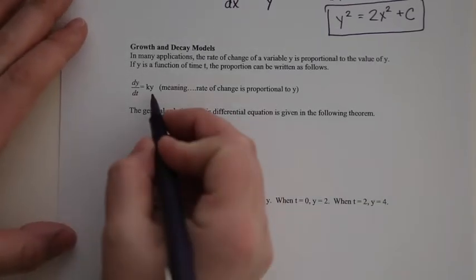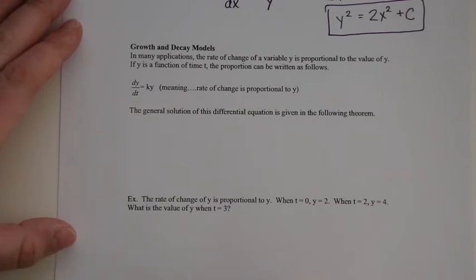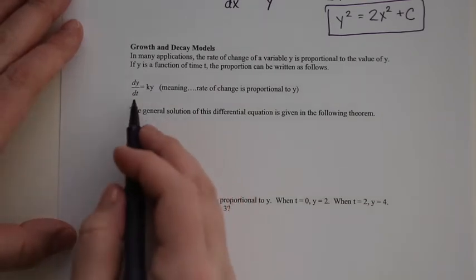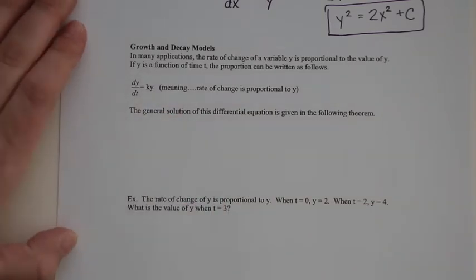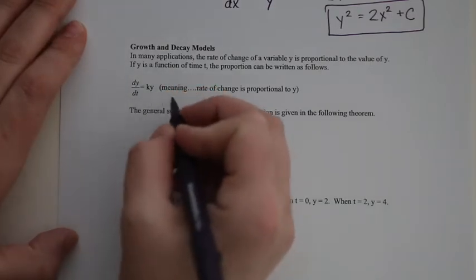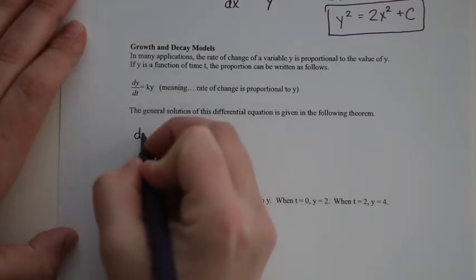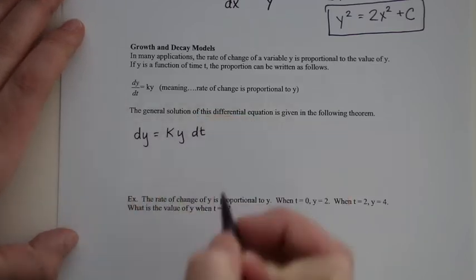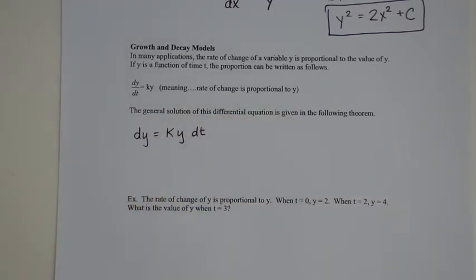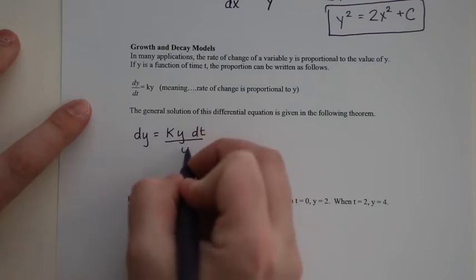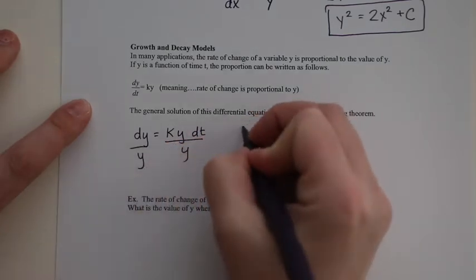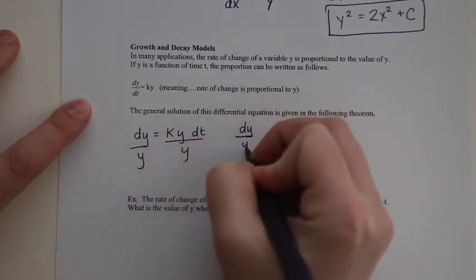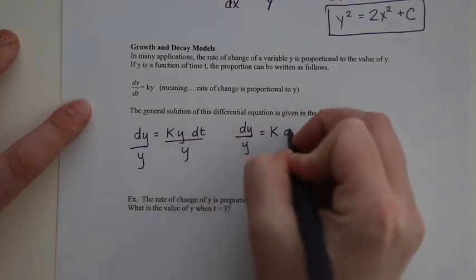Again, I want my y's with my dy's, and I want my t's with my dt's. I don't have a t, but I have some kind of number. I have a constant k. So I'm going to go ahead and write this as dy equals k y dt. I want the y with my dy, so I'm dividing both sides by that. So now I'm ready to begin to integrate this.